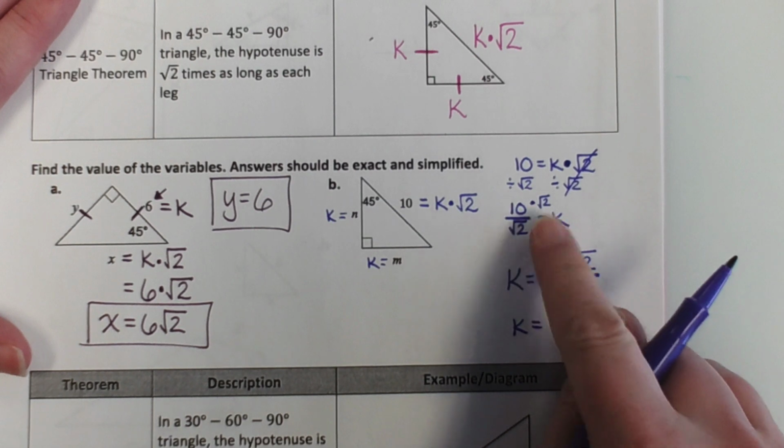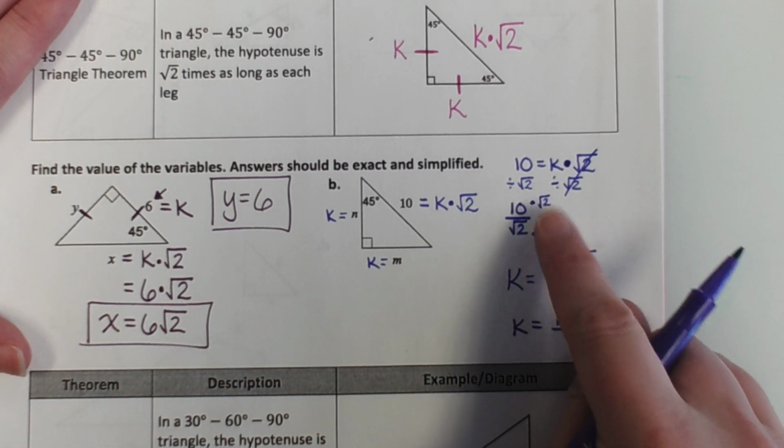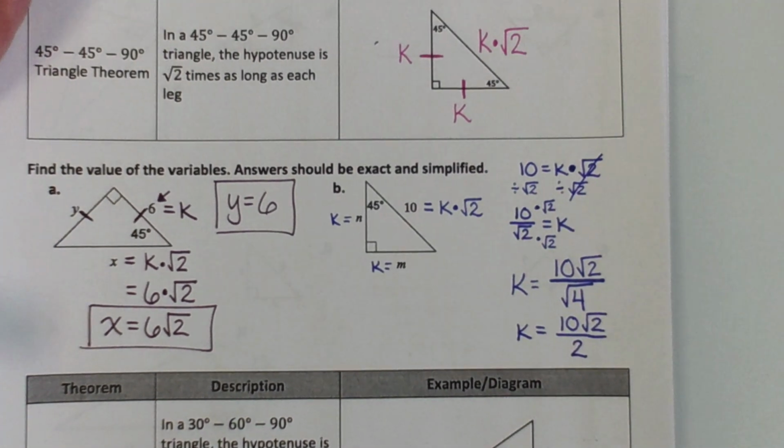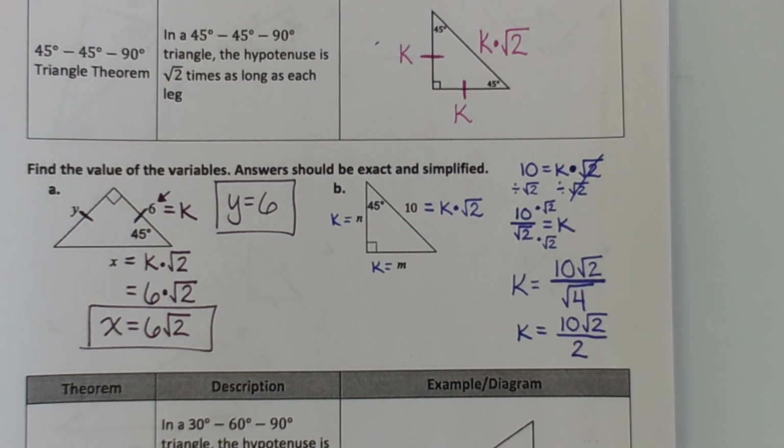By multiplying both the top and the bottom by the square root in the denominator, you should always end up with a perfect square there. It's called rationalizing the denominator. So I end up with 10 square roots of 2 over 2. Can I simplify that further?